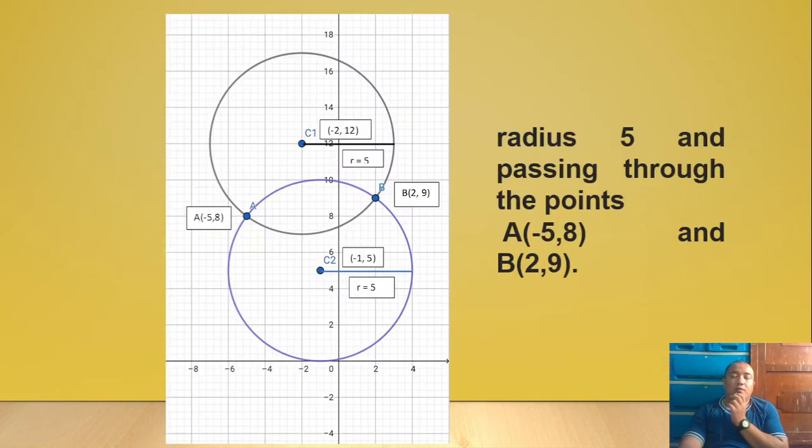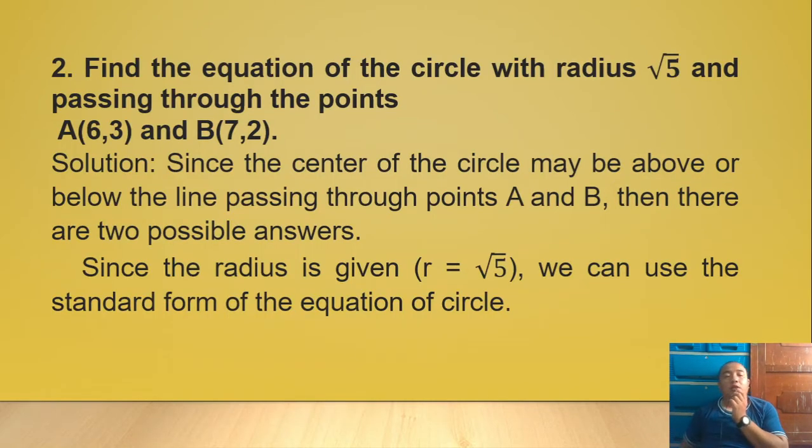Okay, I hope you understood problem number 1. Quite lengthy solution, diba? But I know you can do it. Let's proceed to number 2. Find the equation of the circle with radius square root of 5 and passing through the points A, 6, 3, and B, 7, 2.